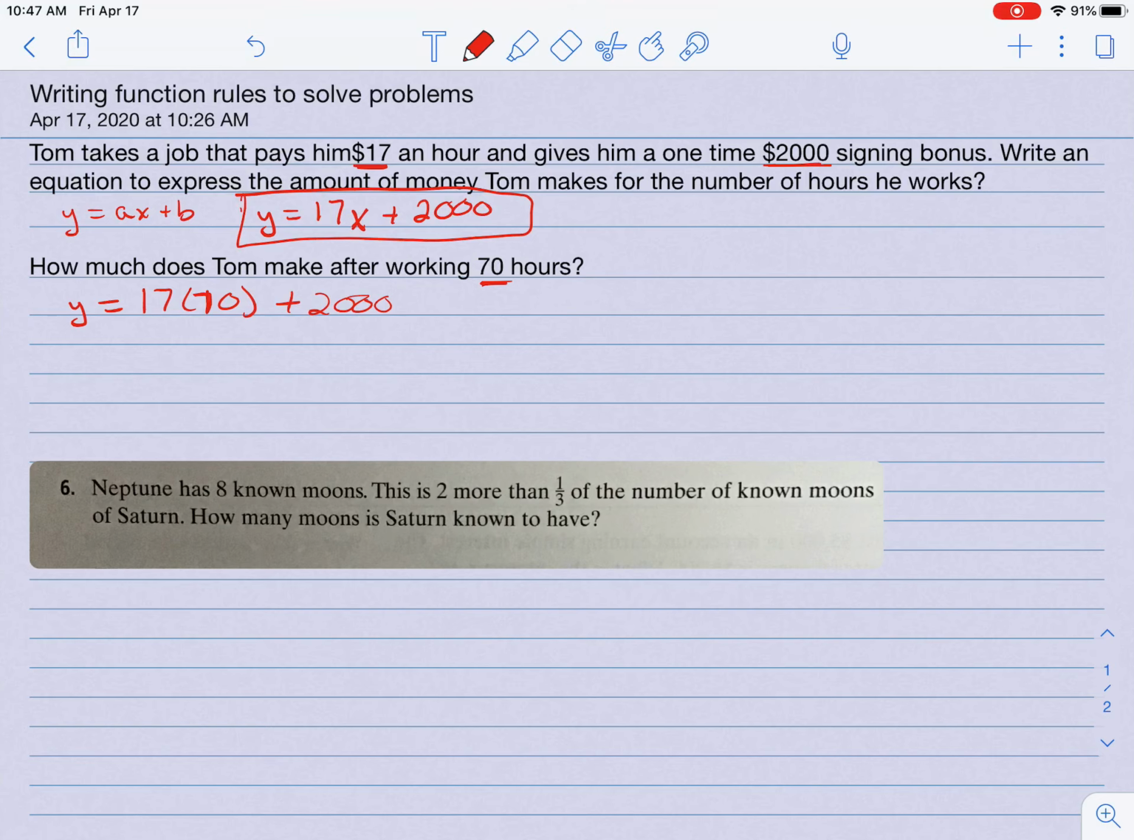So that's going to give us our y, which is our total value, our total money, and this was our hours. So 17 times 70 is going to give us 1,190. And then we're going to add 2,000 to that. So when you add those two together, you get y equals $3,190.